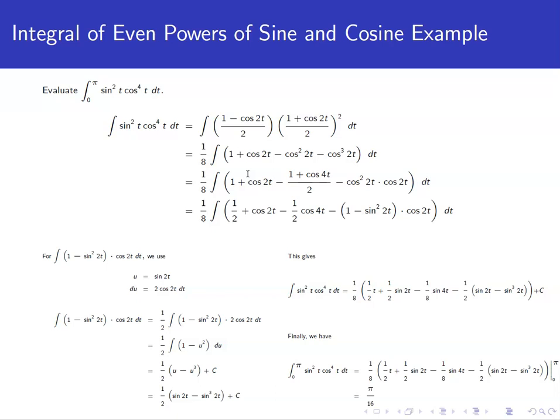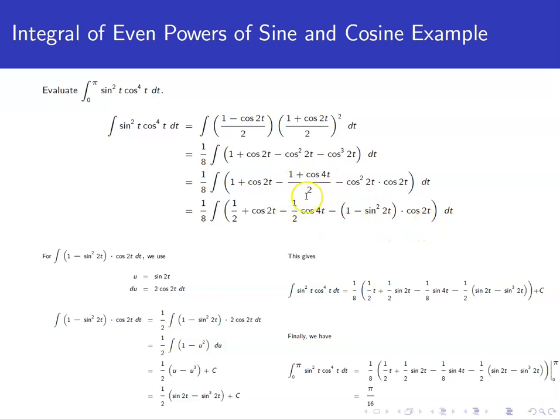We can integrate 1, no sweat. Integrate cosine 2t, no sweat. Integrate cosine cubed of 2t, little sweat. We can pull off one copy for your du and convert the rest of the cosines to sines. So this last term we can write as 1 minus sine squared 2t times cosine 2t. And so we can do that with a u substitution.